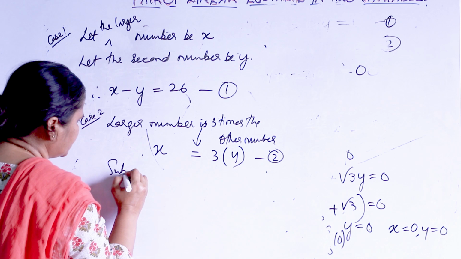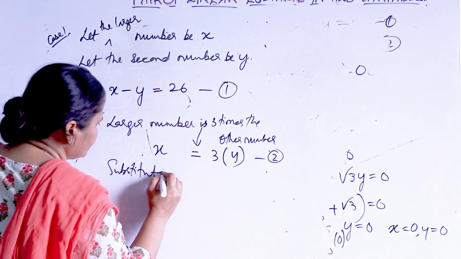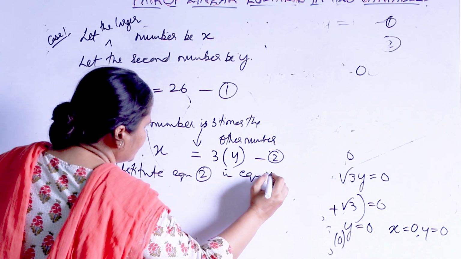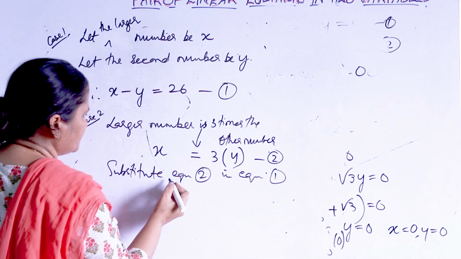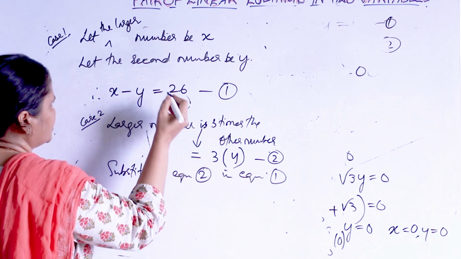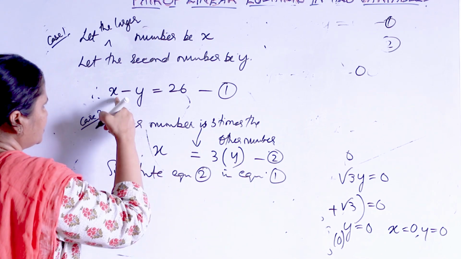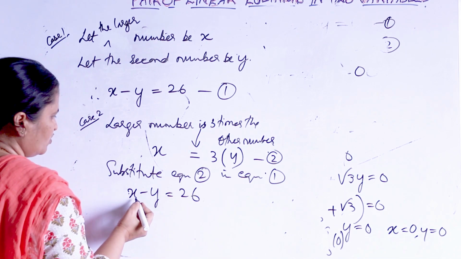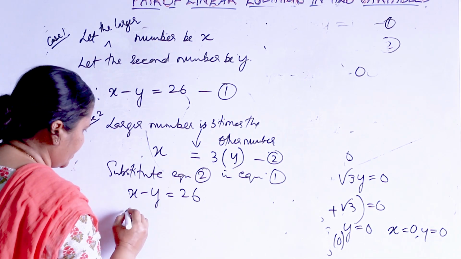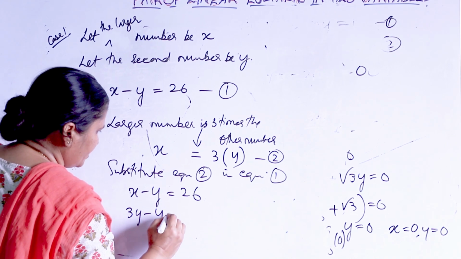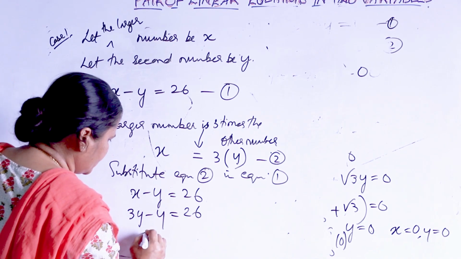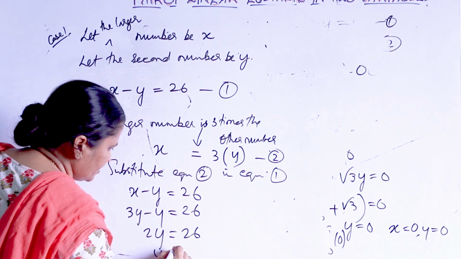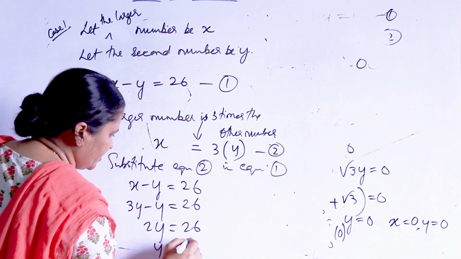So, what can we do? Substitute equation 2 in equation 1, or you can say substitute the value of x in equation 1. So our equation 1 is this: x minus y is equal to 26. What is x for us now? 3y. 3y minus y is equal to 26. 2y is equal to 26. Y is equal to 13.